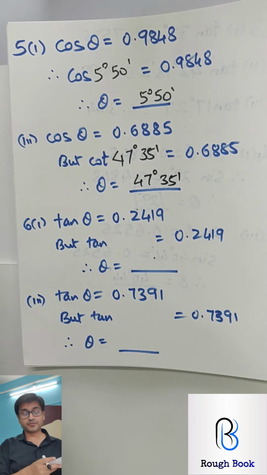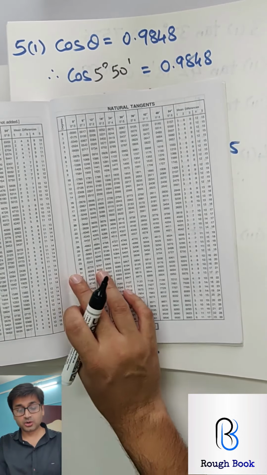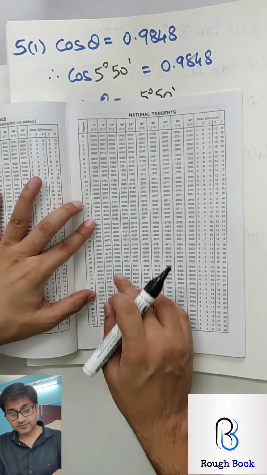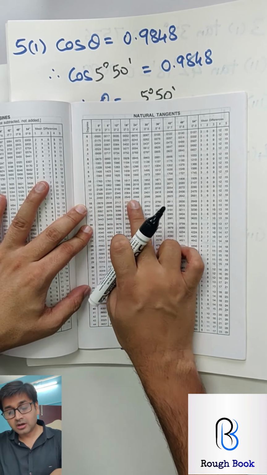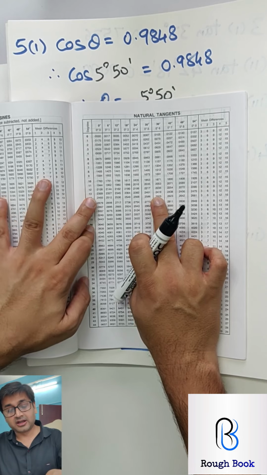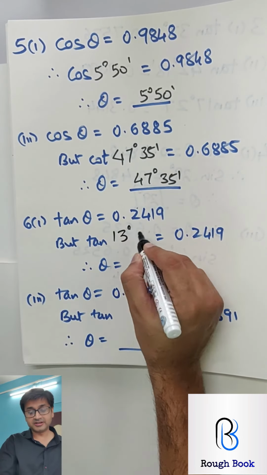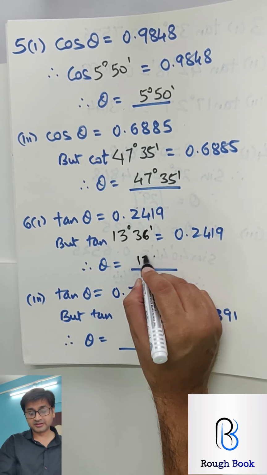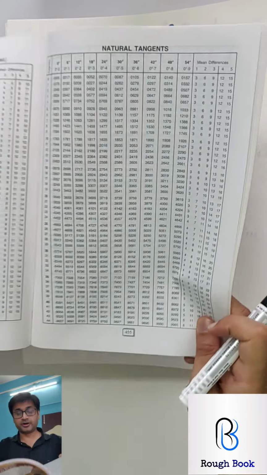Let's do the last two. For tan 2419, so go to tan, 2419 is what we will search. So where is 2419? I can see here 2419. Accurate answer, 13 degrees 36 minutes. So 13 degrees 36 minutes. Likewise, can you get me the last one? 7391. Come on, hit it.